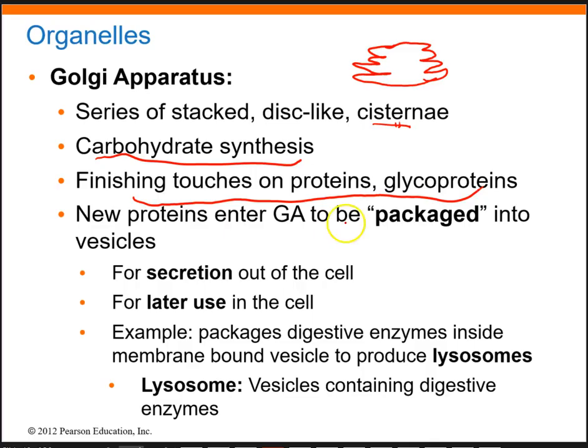Also, the Golgi apparatus acts as a packaging plant. So any protein that needs to be packaged for long-term storage or for secretion out of a cell gets packaged in the Golgi apparatus. So the two things I think of when I think of the Golgi are carbohydrate synthesis, so making carbs, and packaging plant.